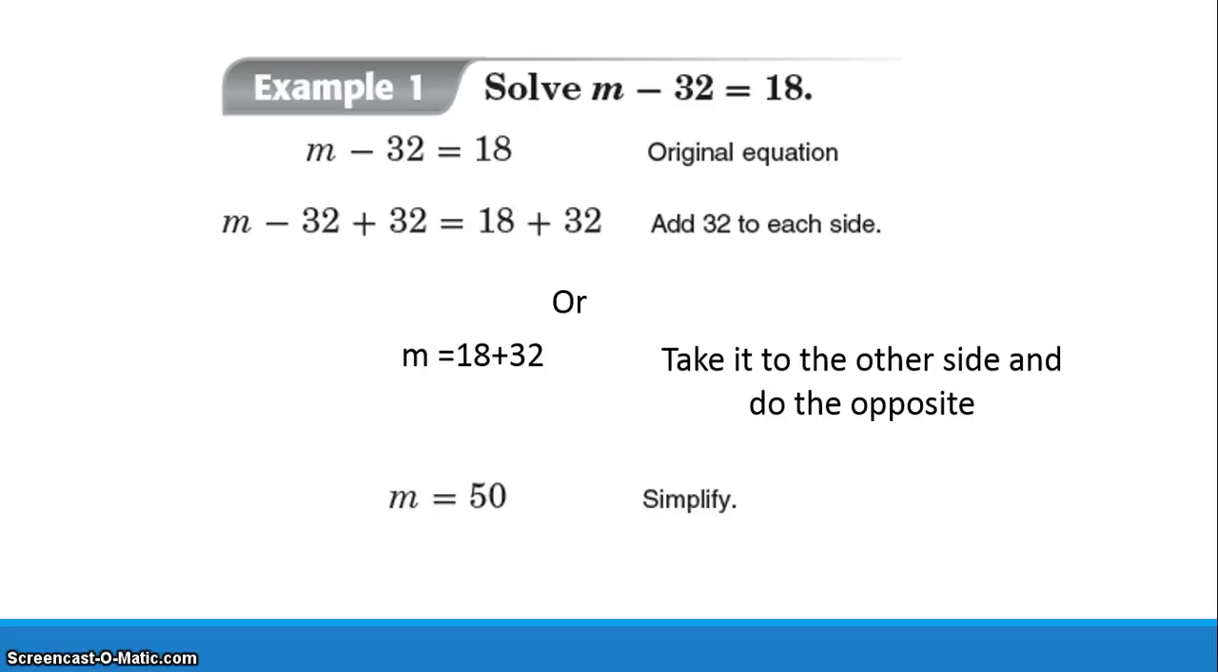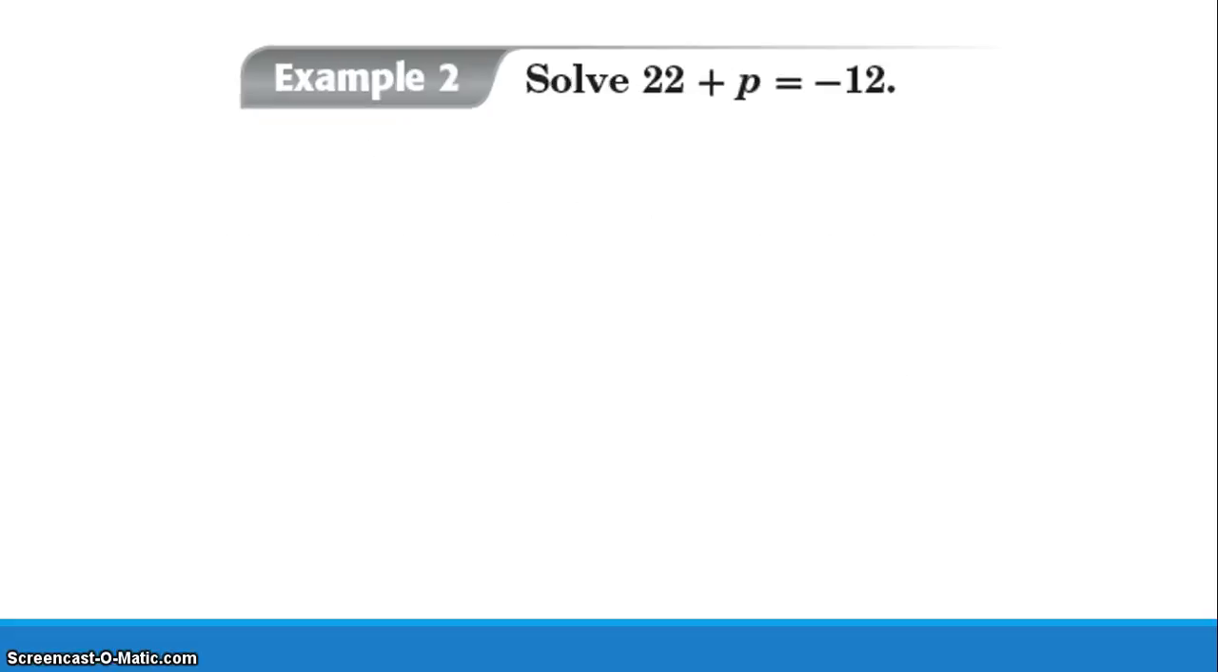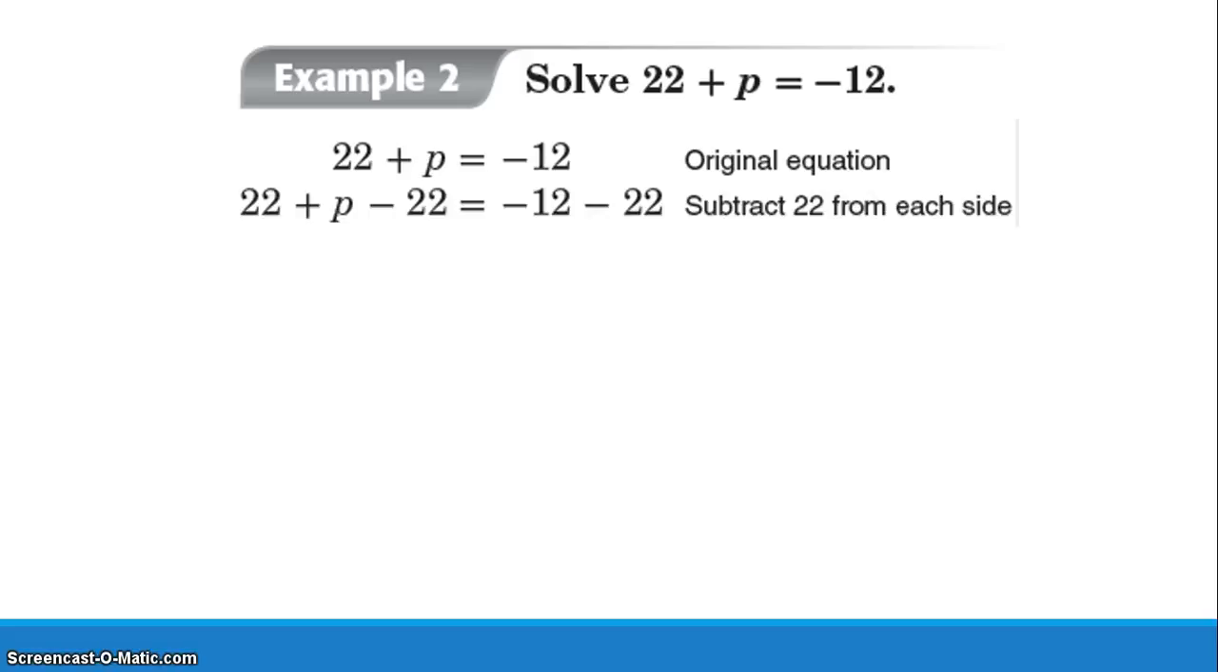Now let's look at another example and see if this trend stays the same. Okay, 22 plus p equals negative 12. We want p by itself, so that means first write our problem down. Then we're going to do the 22. Right now it's add, so the opposite would be subtract. So we're going to subtract 22 from each side so we keep our equation balanced.